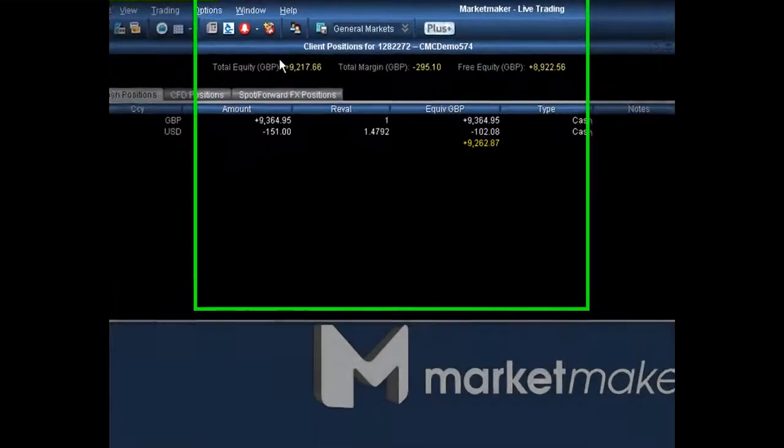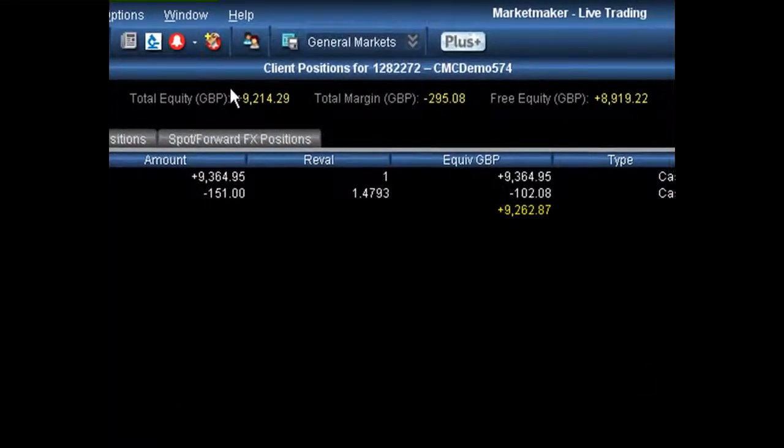Now, the total equity balance you'll notice is moving. What's happening is that as our positions go up or down in value, so will the amount that sits in our total equity balance. So effectively, if we closed out of all our trades at this point in time, we would be left with £9,210.